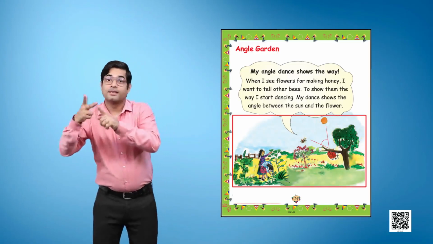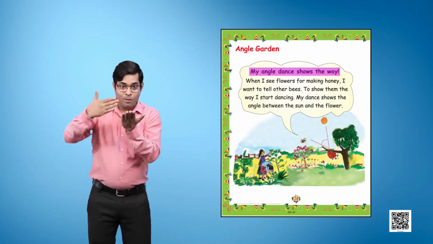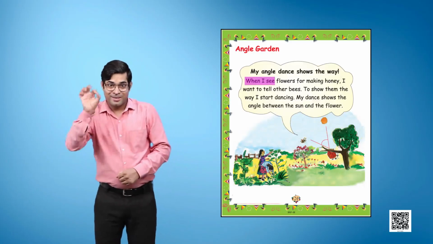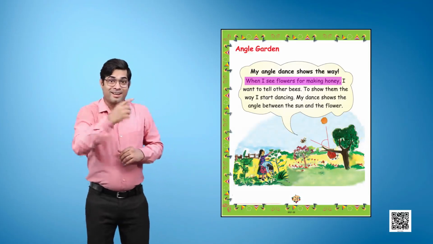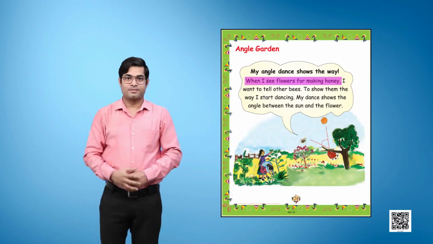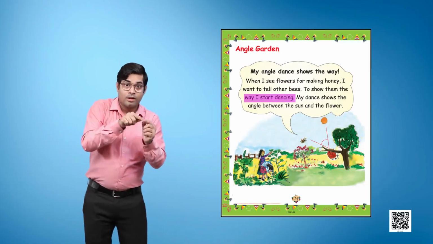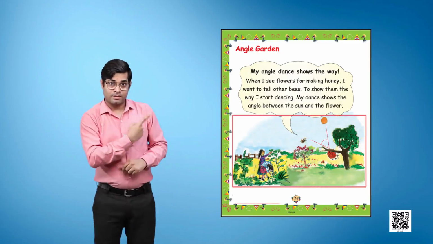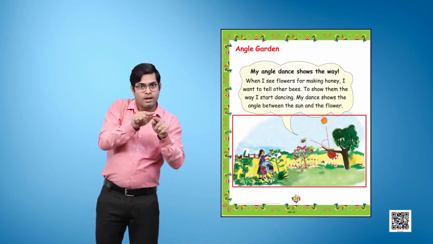A honeybee flying nearby tells us, "My angle dance shows the way. When I see flowers for making honey, I want to tell other bees. To show them the way, I start dancing. My dance shows the angle between the sun and the flower." And we can observe an angle made between the sun and the flower with dotted lines here.